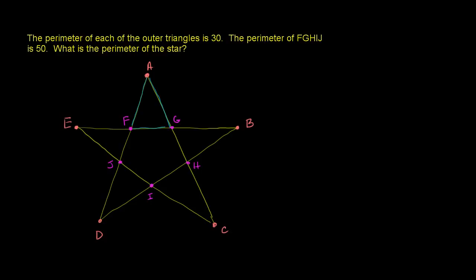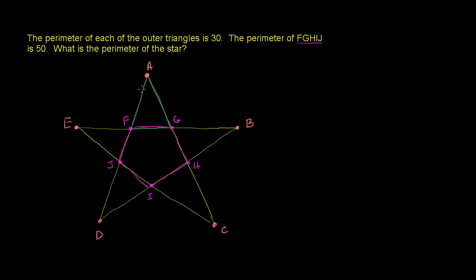They then tell us that the perimeter of FGHIJ, the perimeter of this pentagon right over here, is 50. So if I add up that side, plus that side, plus that side, plus that side, plus that side, I get 50. And then they say, what is the perimeter of the star?